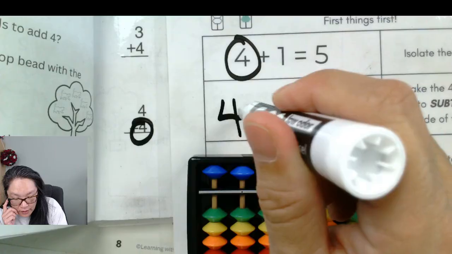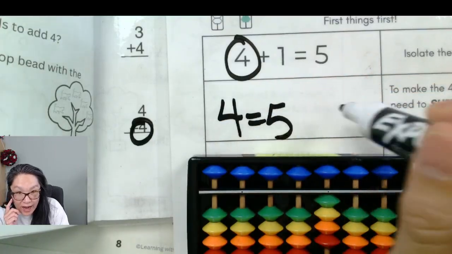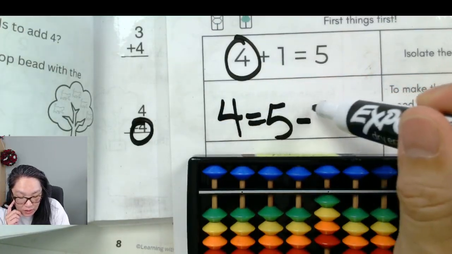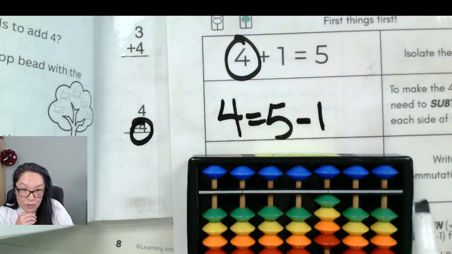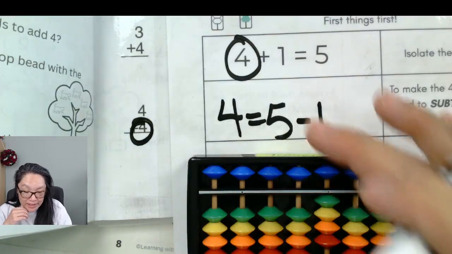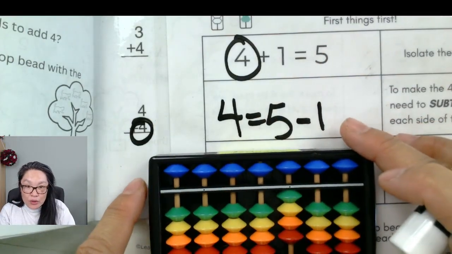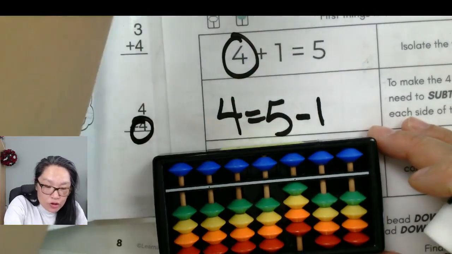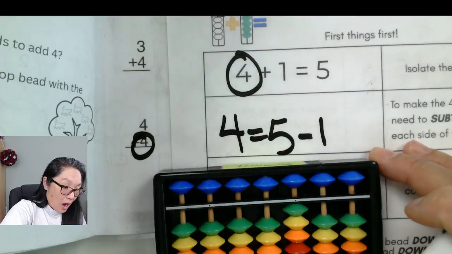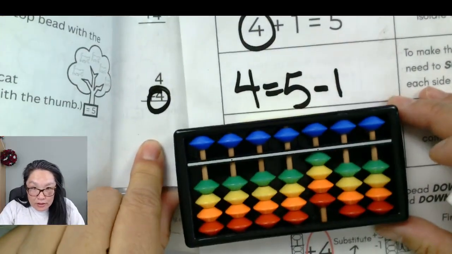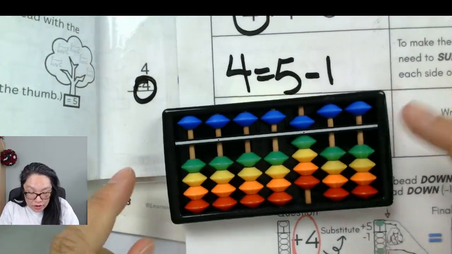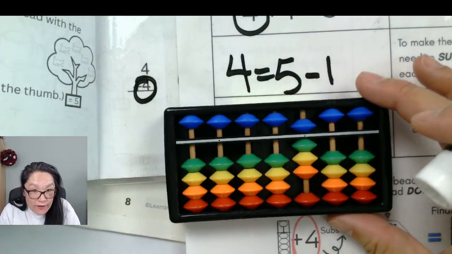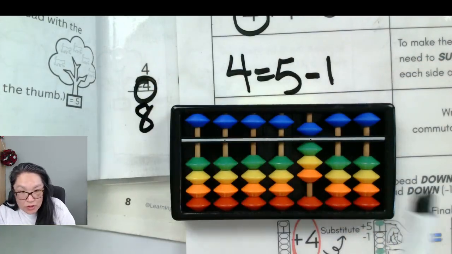So I'm going to do 4 is equal to 5. But this is not equal. They need to be equal. So now I have 4 is equal to 5 minus the 1. Because I have this, now I have directions on how to use the abacus. I just need to add the 5. If I add the 5, there's too much. I need to remove the 1. So my final answer is 8. So what did I just do?